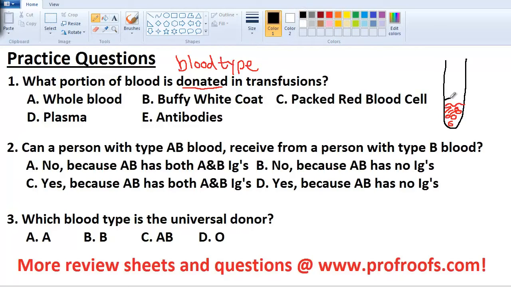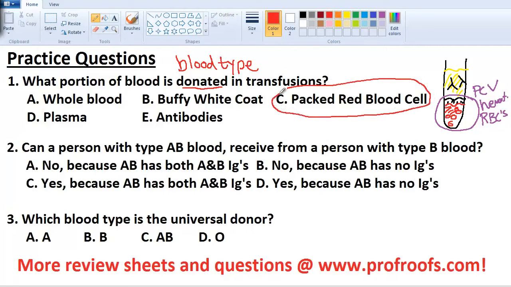Then right above that you're going to have this area right inside here, that's the buffy white coat. And then above it, about 55%, you're going to have your plasma inside there. And remember, in the plasma, that's where we find our antibodies. So again, what portion of the blood are we going to donate? We're donating this part down here, that packed cell volume, that hematocrit, basically the area where we have our RBCs. So the answer would be C, the packed red blood cell volume.